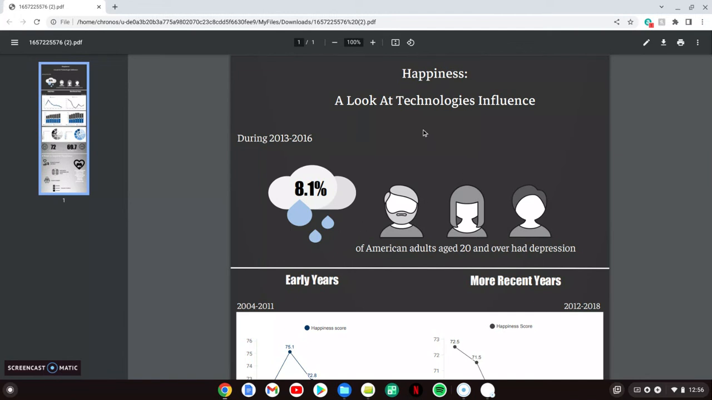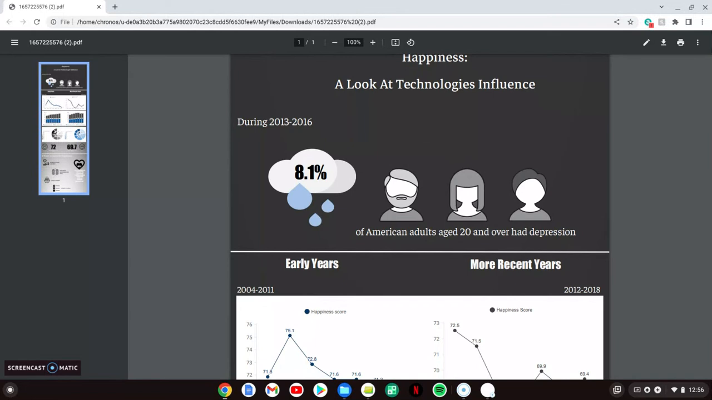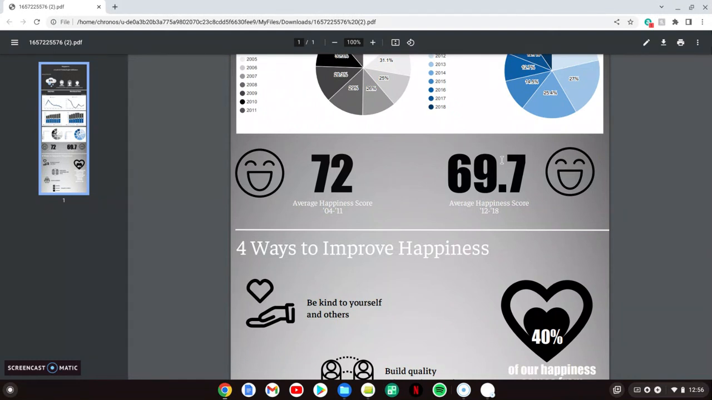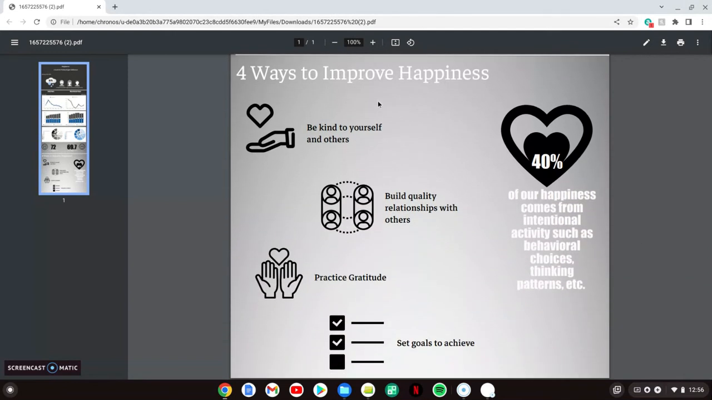So where I added icons is where focal points of information are. Right here, there's a big focal point of information with our beginning quote for the infographic. And then down here, these are focal points of information with the happy faces to talk about the happiness score. And then down here is what I feel is the most important information, which is things that they can do moving forward to improve their happiness. And that's why I did some pretty big icons for each of those, as well as this quote over here.